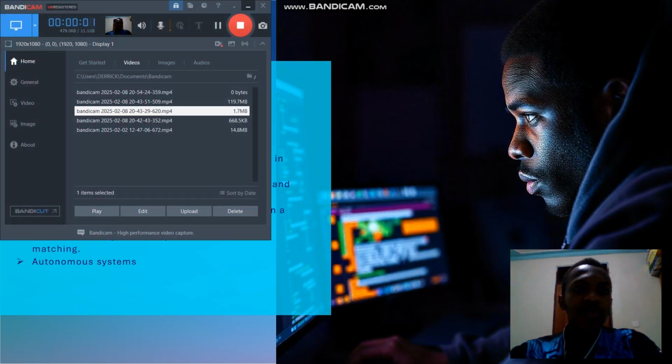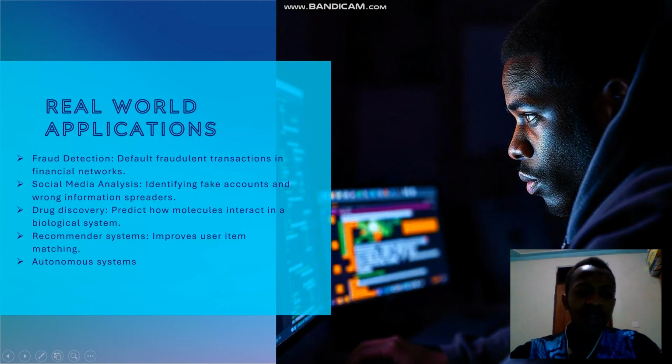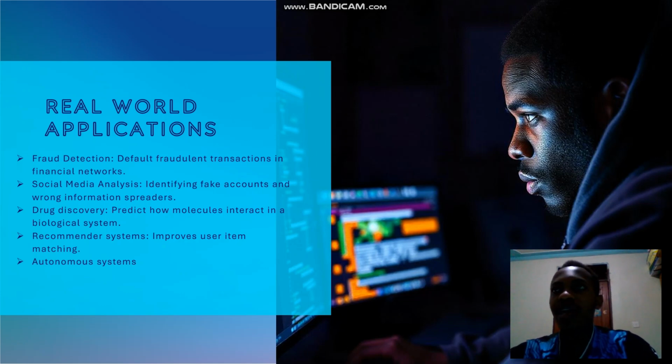Yes, let us continue where we stopped. I was talking about the real world applications of the graph attention networks. The first one would be fraud detection, where financial fraud is a major concern, especially in the banking sector and these online transactions that take place maybe on the web. Let's say we are making a transaction on Jumia, you're buying a commodity on Jumia. So those are the online transactions we're talking about.